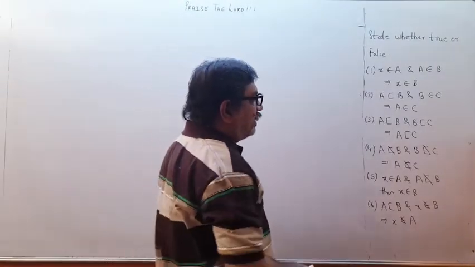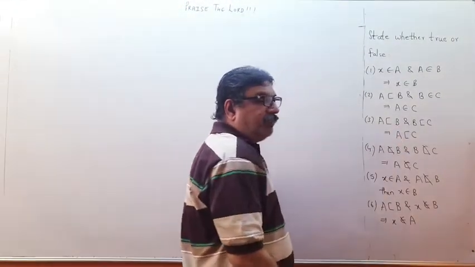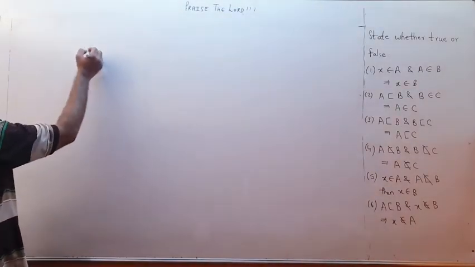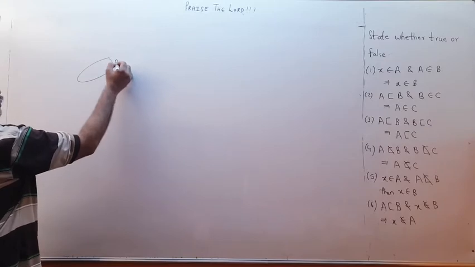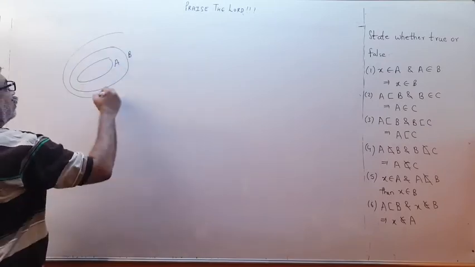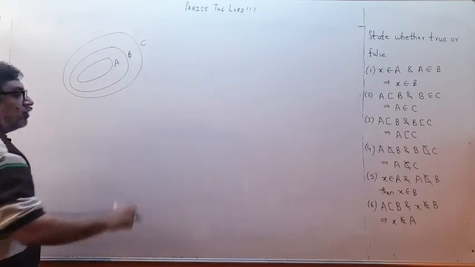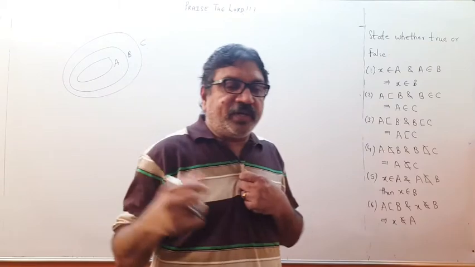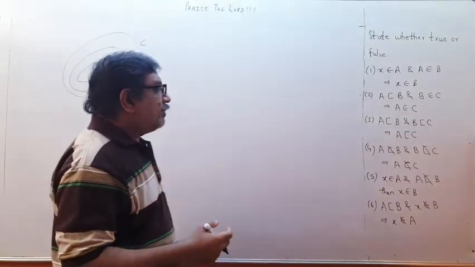Then third one, A subset B and B subset C implies A subset C. So if I draw Venn diagram, children, A is subset of B, so it will come like this. B is subset of C, so maybe it will come like this. So I can make out A will be subset of C. So I believe statement is true. So one is Venn diagram method, another theoretical method.